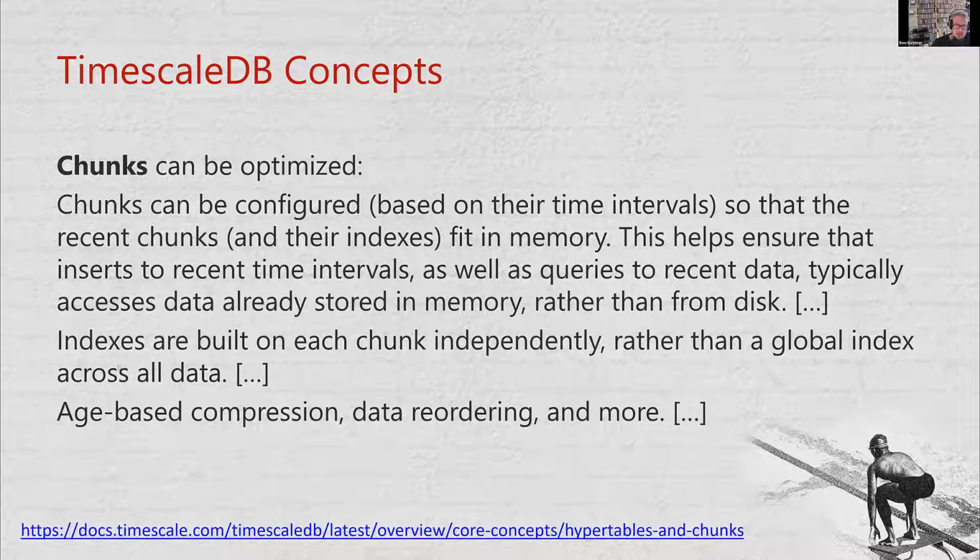Also, and that's something Uwe already mentioned, there is compression. There's age-based compression, meaning that older chunks can be more highly compressed than more recent chunks, adding to CPU usage when retrieving data from those chunks, but making it faster to read them from disk when they're not present at all times.